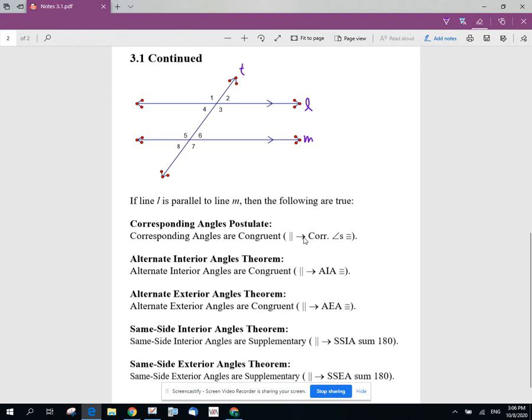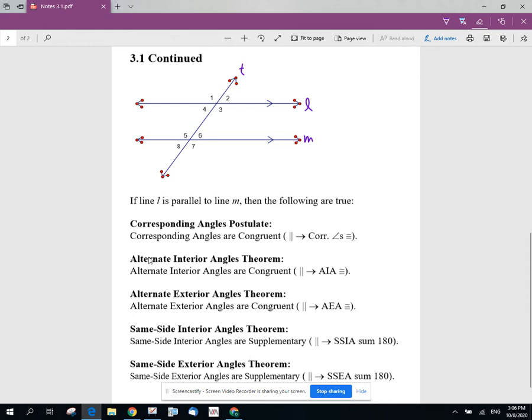We had a postulate before that said right angles are congruent. Well, that's just true. They're both 90 degrees. The right angles are congruent. So this is the case. Once we have one, then we can prove the rest of them using the postulate. So that's why the rest of these are theorems.